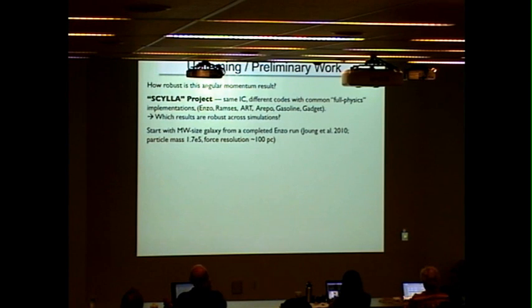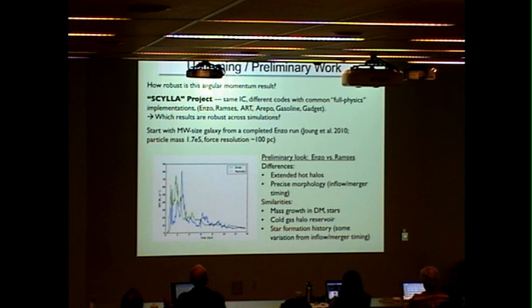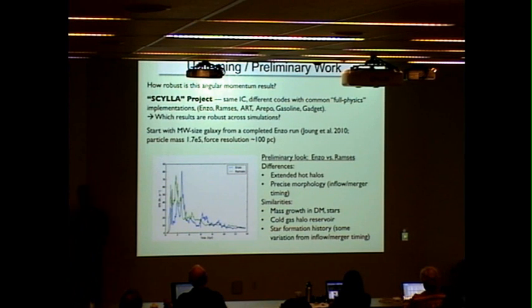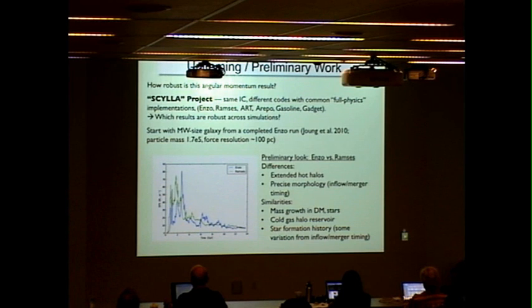The very first look is comparing our Enzo to a Ramses simulation. Very early preliminary results. Some of the main differences we can't really talk about, because who knows what's causing them. The hot halos are different. The precise morphology, that is exactly when any given merger hits the galaxy, is slightly different. If you look at redshift 2, the morphology is slightly different for the different runs, because the timing of mergers has a big impact.